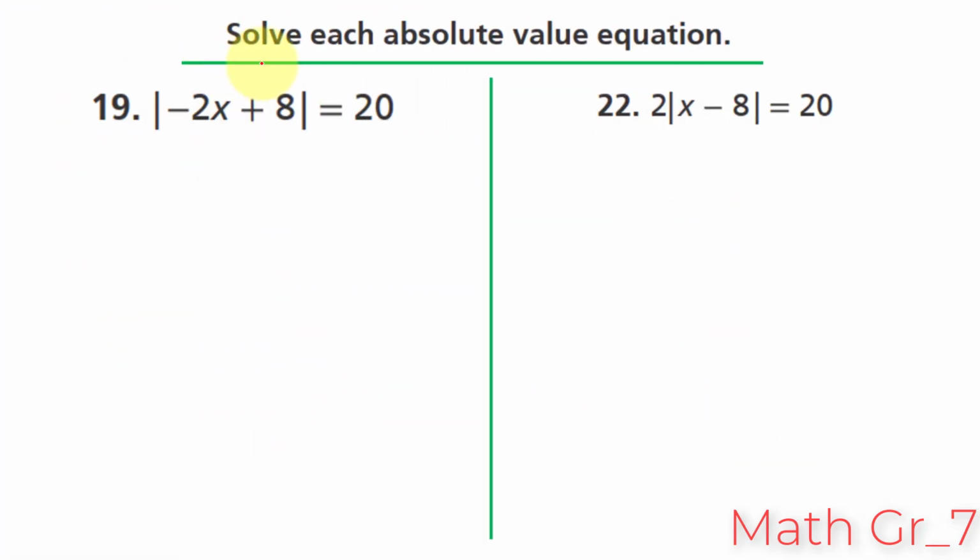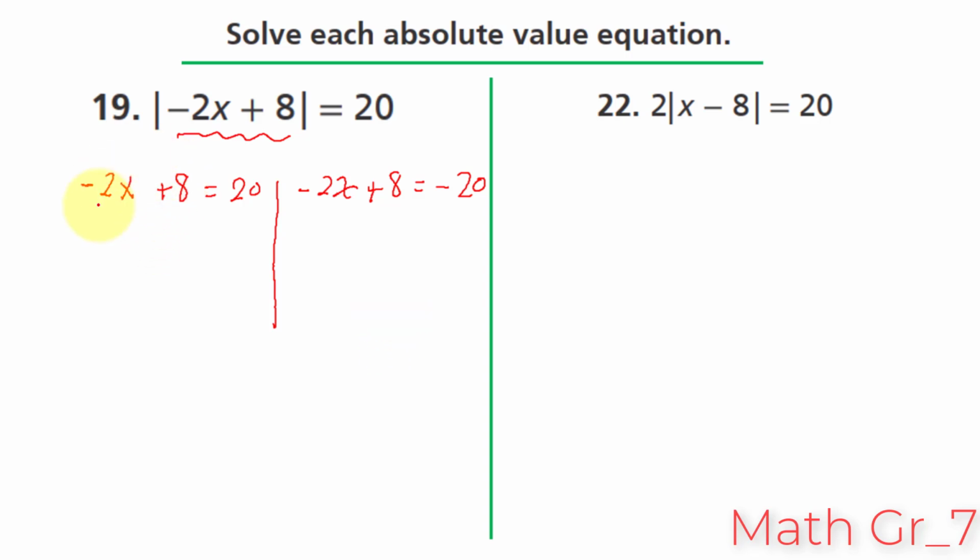Next example, solve each absolute value equation. Absolute value of negative 2x plus 8 equals 20. Ask yourself, what's the expression inside the absolute value? It's negative 2x plus 8. This expression is equal to 20, and the same expression, negative 2x plus 8, is equal to negative 20.